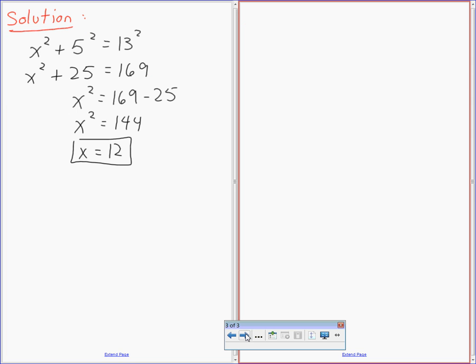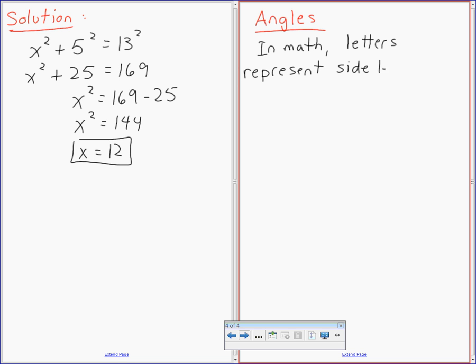All right, let's talk a little about angles for a sec. We're going to say in math class, letters represent side length, while Greek letters represent angles.